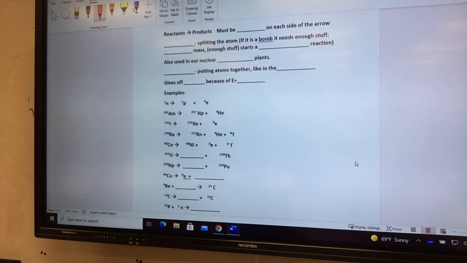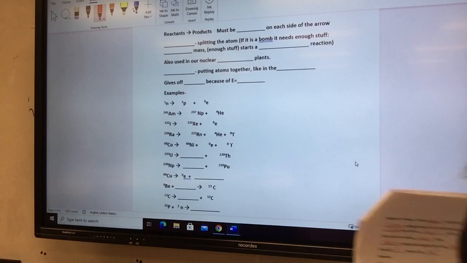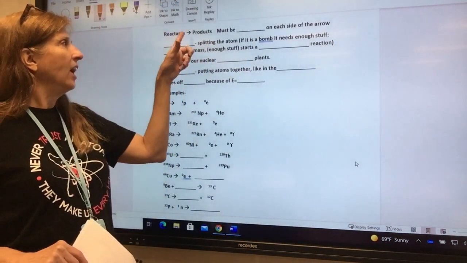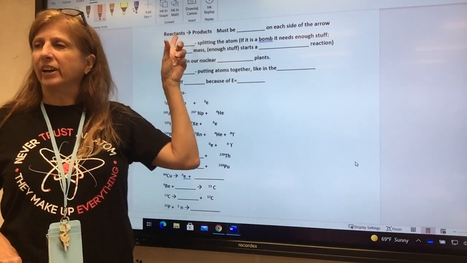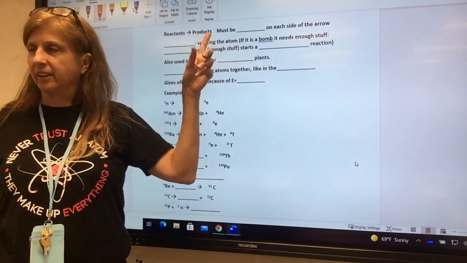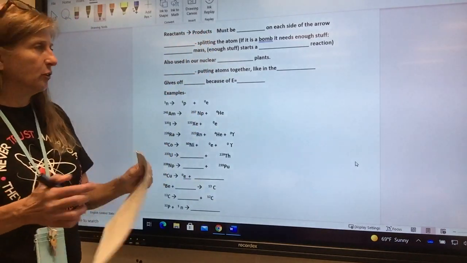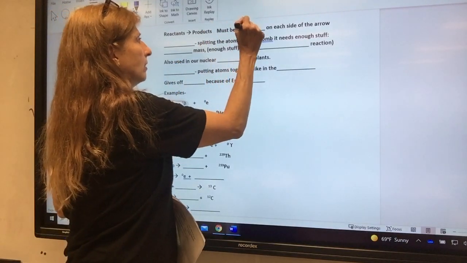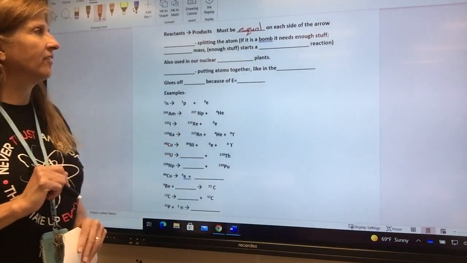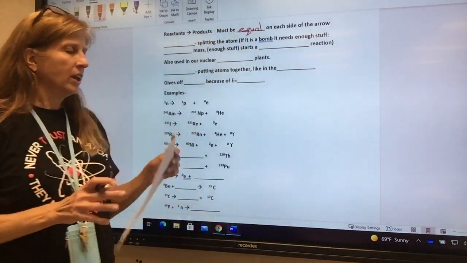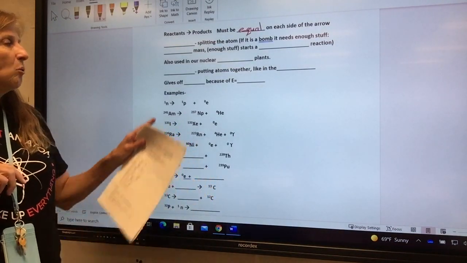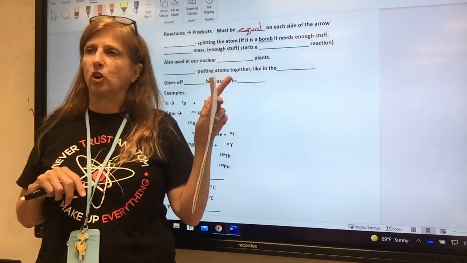All right. So this is how it's written. Reactants are written over here on your left-hand side. There's an arrow that is like your equals in math. Products are written over here on your right-hand side. Okay, and it must be equal on each side of the arrow. It must be equal. So we are going to learn how to balance them right down here. But first, we're going to go over a little bit of terminology.